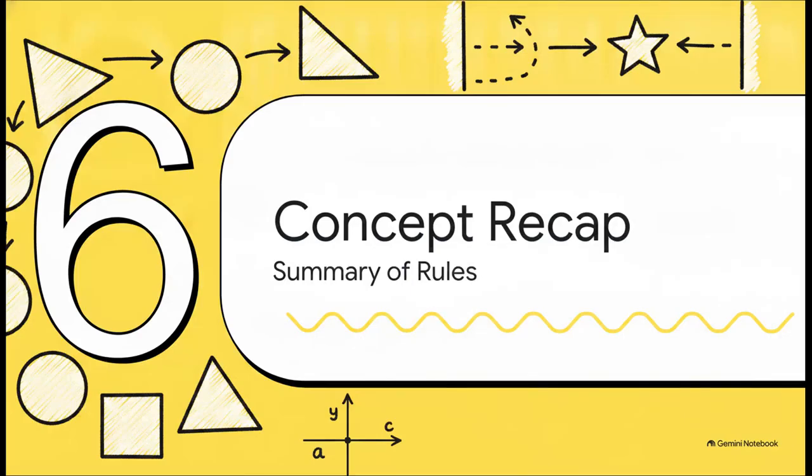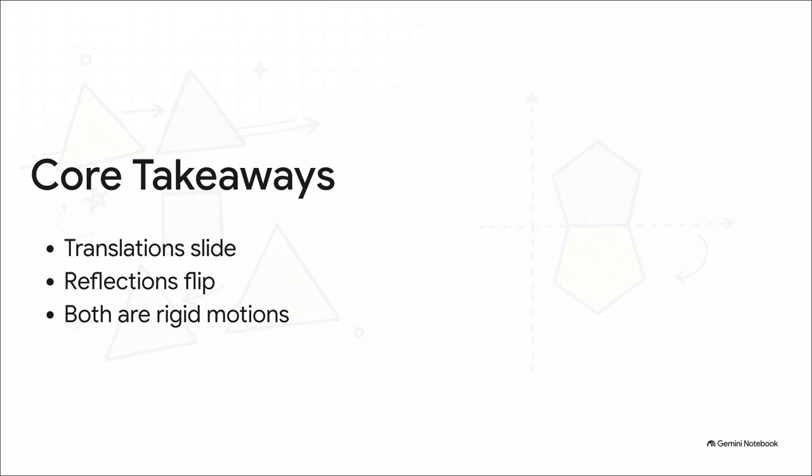Section 6. Concept recap. You guys did excellent work today. We've covered a lot of ground, moving from the intuition of sliding paper all the way to the algebraic reality of coordinate rules. So here are your absolute core takeaways. Translations slide an object along a specific vector, moving every single point the exact same distance and direction. Reflections flip an object across a specific line of reflection, acting just like a mirror. Crucially, both of these are rigid motions. They map lines to lines without ever altering their measurements, perfectly preserving the size, the length, and the angles. But always remember, while translations keep the figure facing the exact same way, reflections entirely reverse its orientation.